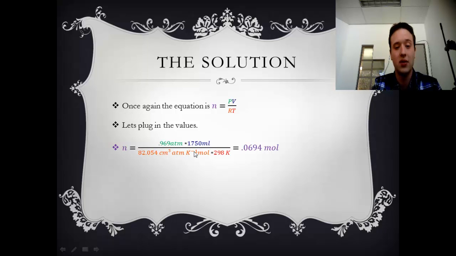We have Kelvin to the negative first power and Kelvin here. That cancels. All we're going to be left with at the end of it is moles, and we'll have our final value, 0.0694 moles. Therefore, in that problem, the number of moles of oxygen gas collected in a trough when it's inverted at those values is going to be 0.0694 moles.